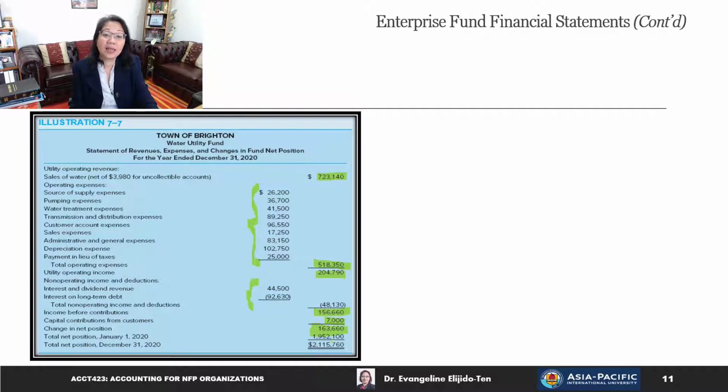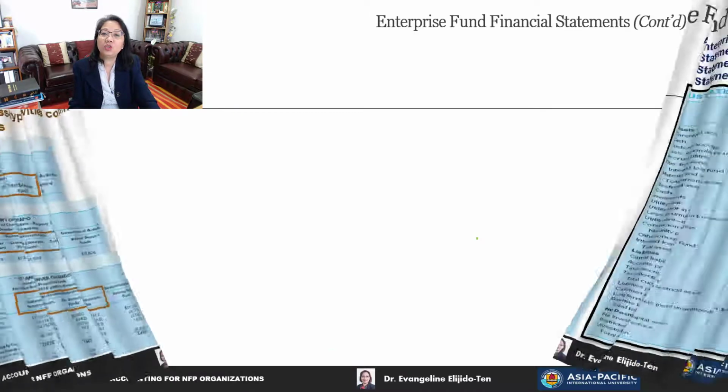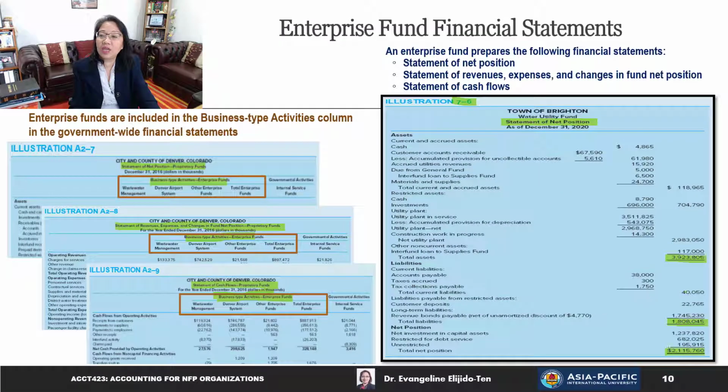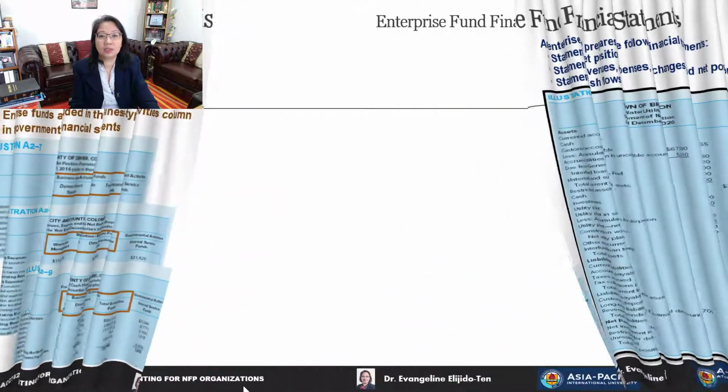And if you add the total net position at the beginning of the year, you'll get the total net position as at 31st of December 2020, $2,115,760, and it should match the figure that is shown in the statement of net position, $2,115,760.